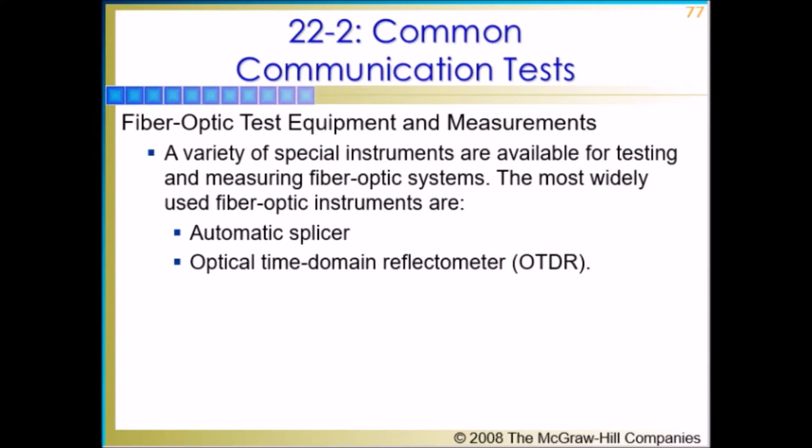Optical time domain reflectometer, another essential instrument for fiber optic work, is called an optical TDR or OTDR. It is an oscilloscope-like device with an LCD display and a built-in microcomputer.